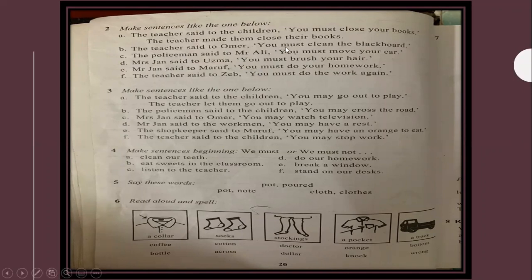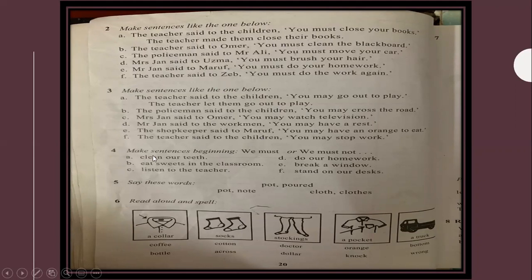Where do you use made? When someone forces you to do something which you do not want to do. It means the thing which is necessary to do, that you have to do, then we use made. The teacher made them close their books. And about let, it gives permission or allows something to be done. The teacher let them go out to play. Remember this? Okay. Now, today we will continue our exercise number 4.